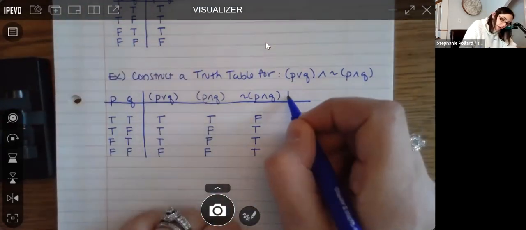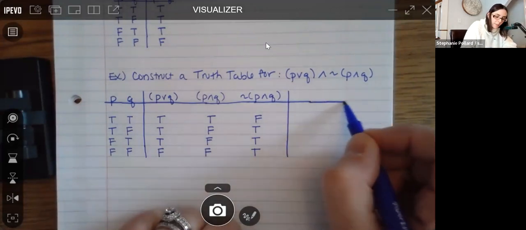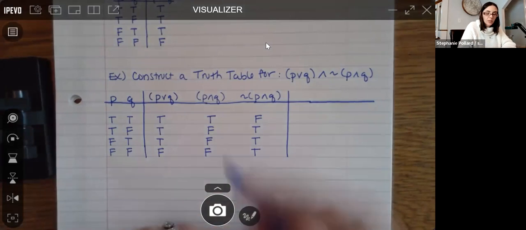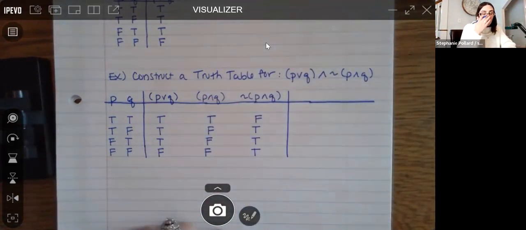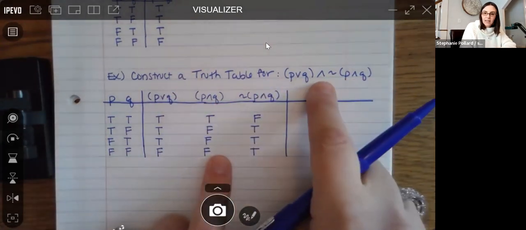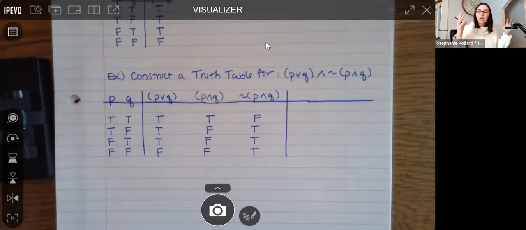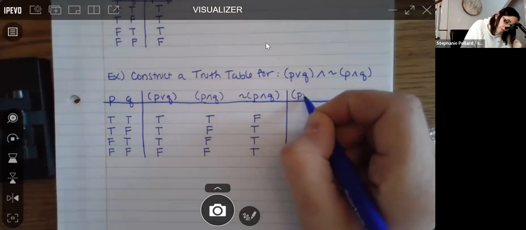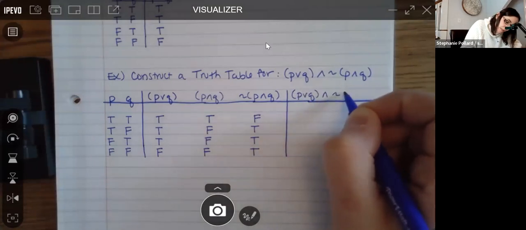Now, I usually put vertical lines in just to separate my beginning, middle, and end work, but it really doesn't matter where you put them. If you want to put them between everything, I personally don't care. Whatever keeps you organized. And now you can see I have all the parts done, but I do need to put everything together, right? I have this big combination to put together with the and symbol. So I'm going to finally get ready and do that last piece.